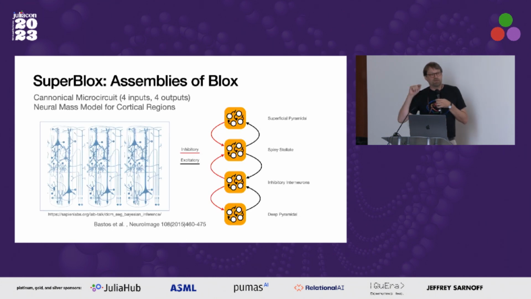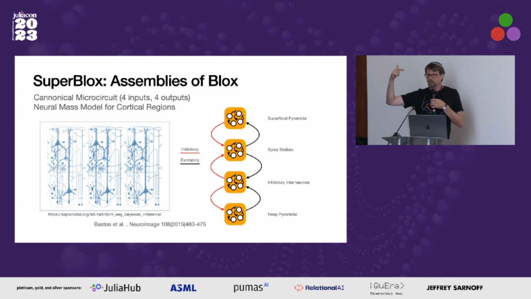Now I want to talk to you about superblocks. Superblocks are assemblies of blocks, right? Hierarchical, we want to build things hierarchically. So this is an assembly, this is called the canonical microcircuit. It is essentially 4 different types of neurons that interact in a cortical column. And there is a lot of literature on this. So how do you do this?